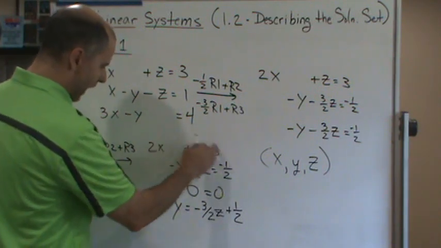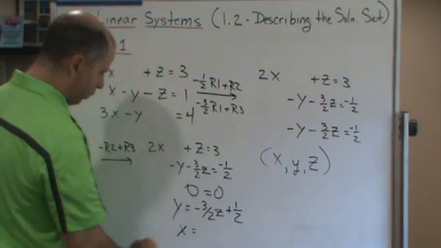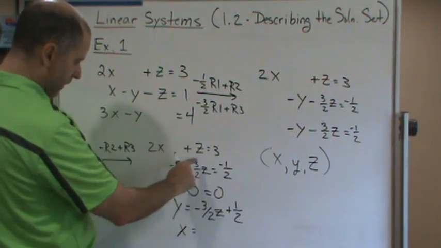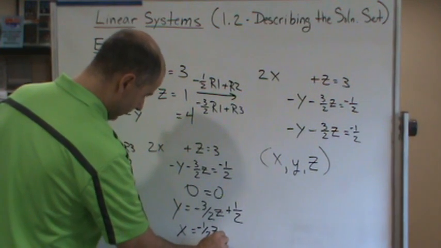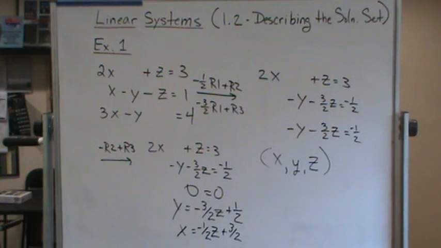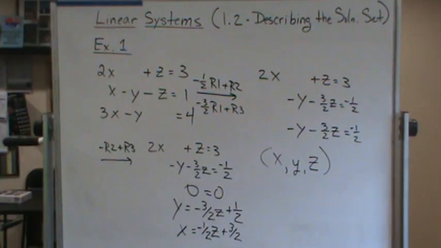Well, let's solve for x. Let's solve this equation. So we get x equals negative a half z plus 3 halves. So there we go. We just wrote x and y in terms of z.